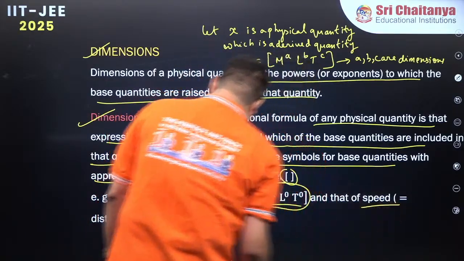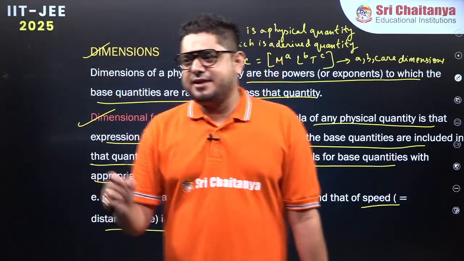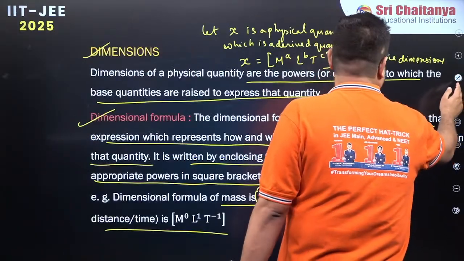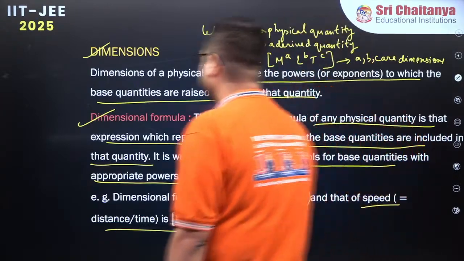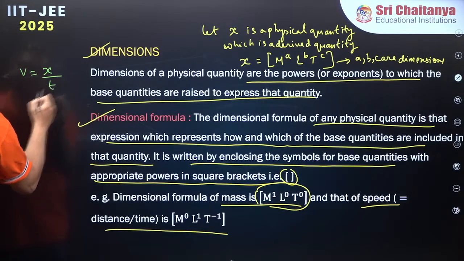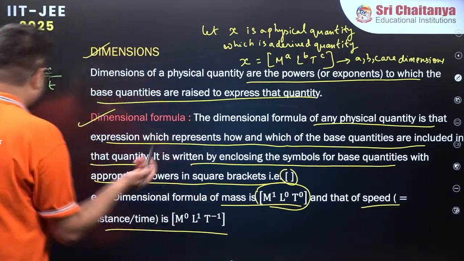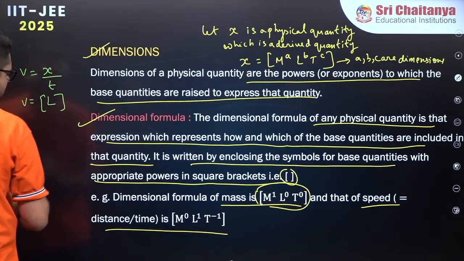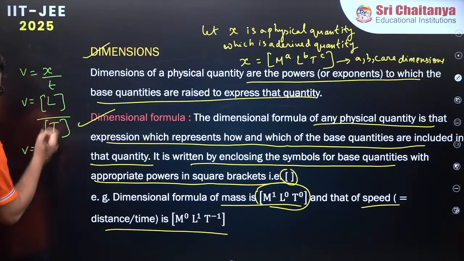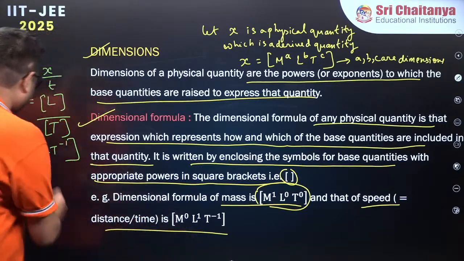And that of speed is distance by time: m0 L1 t to the power minus 1. How are we getting this? We are using speed is distance by time. You know that v is x by t. What is the dimensional formula of displacement, meaning distance? Let's say that is L. We'll write it like this, and for time I will write it like this. As a result, this will be written as L t to the power minus 1. That's what they are trying to say, L1 t to the power minus 1.